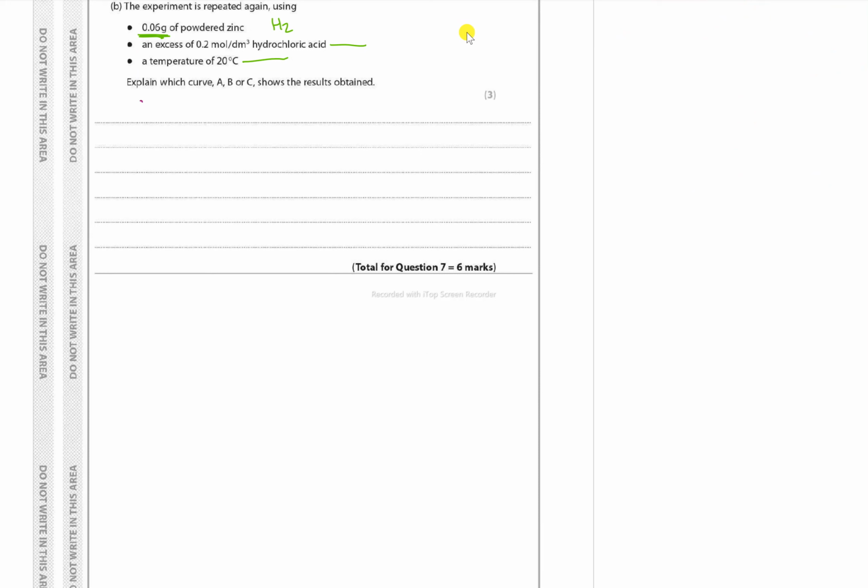So we're going to say curve C because it has half the amount of zinc being used, so only half the volume of hydrogen given off or expected.